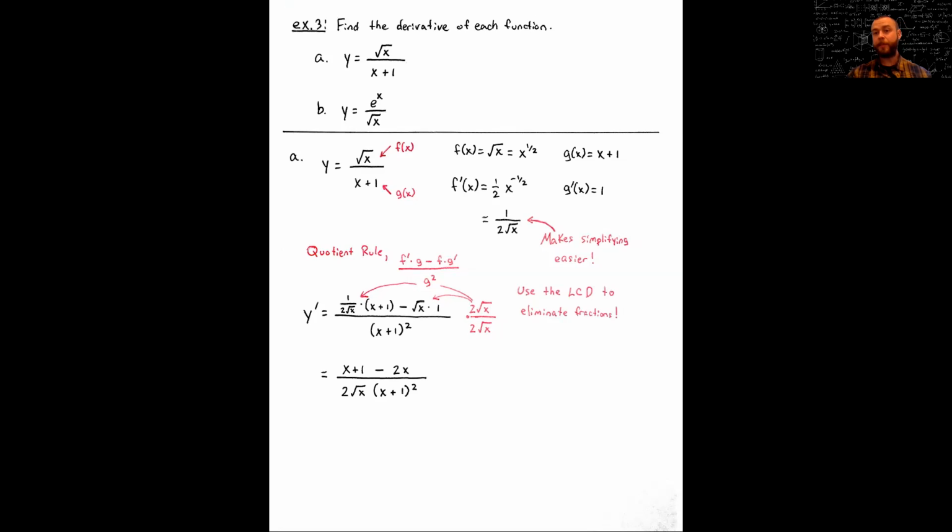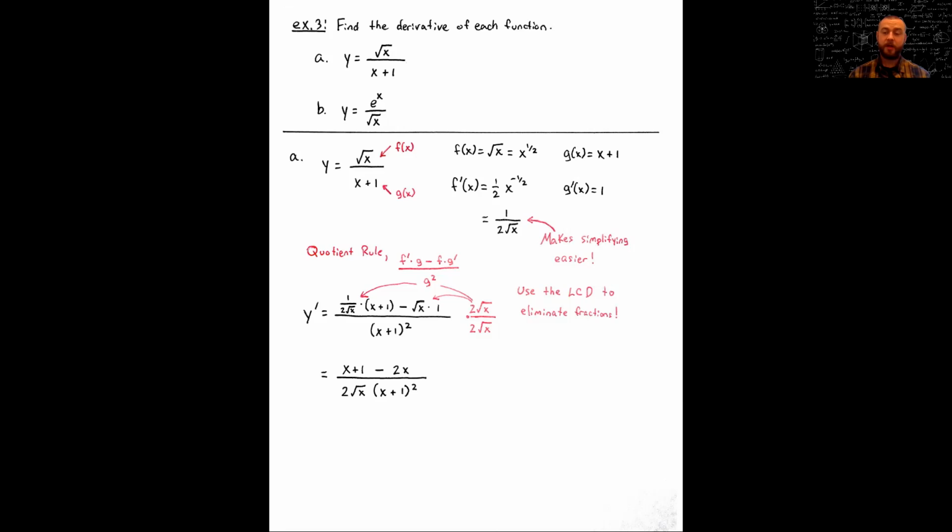So with that little tip there of eliminating the fractions within fractions using the LCD, the least common denominator, we very quickly simplify our answer for the derivative, which is going to be helpful later on and with the ideas we get through later in the course.